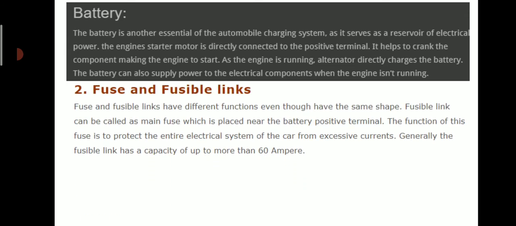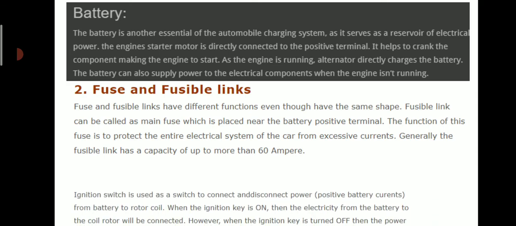The next component is the fuse and fusible links. Fuse and fusible links have different functions even though they have the same shape. A fusible link can be called a main fuse, which is placed near the battery positive terminal. The function of this fuse is to protect the entire electrical system of the car from excessive current. Generally, the fusible link has a capacity of up to more than 60 amperes.